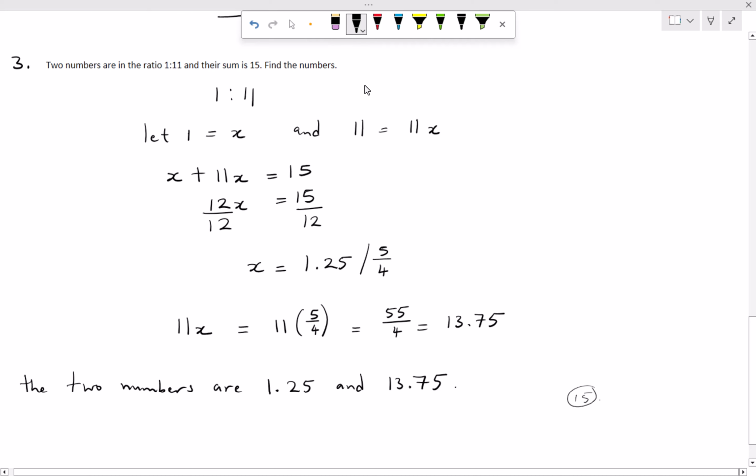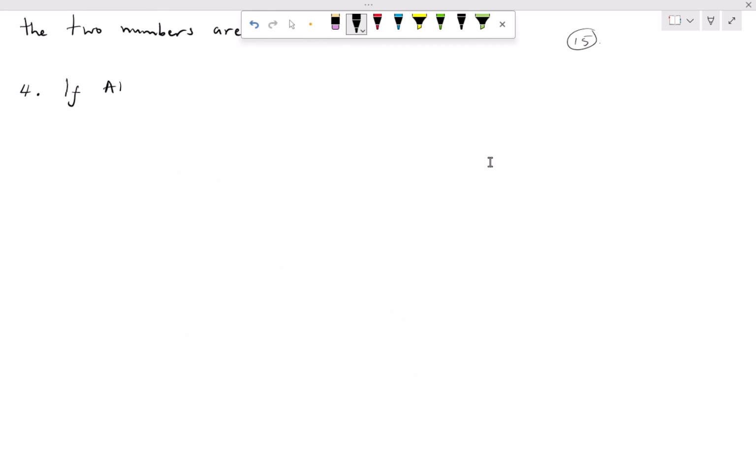Okay, so let's do number 4. If AB is a straight line, find x. And we have a diagram like this. So it's a line. And then we have x, we have 4x right here, and we have 3x plus 20. And we want to find x, the angle x right here.